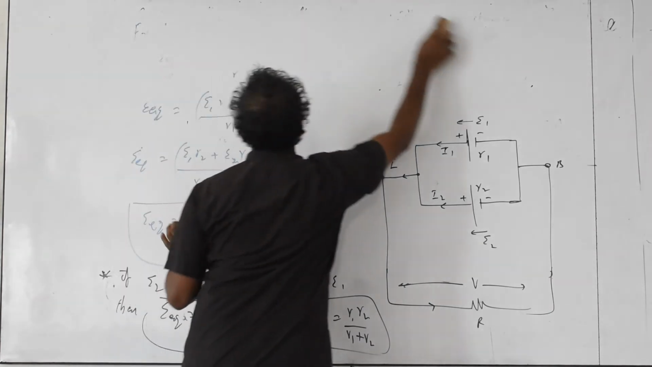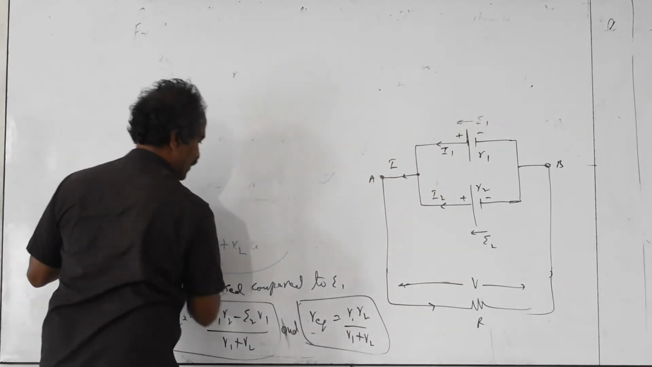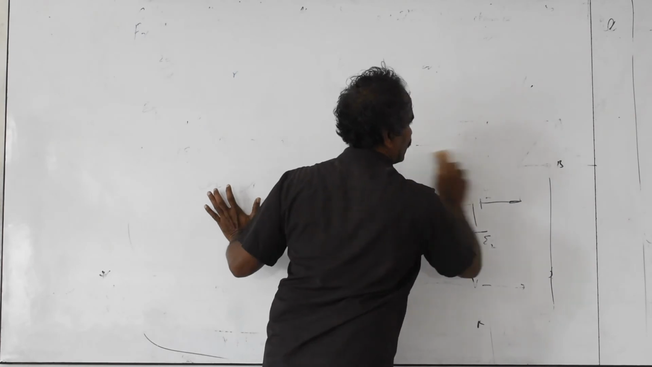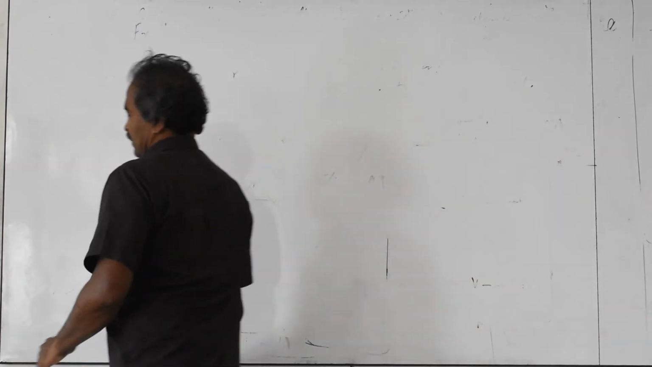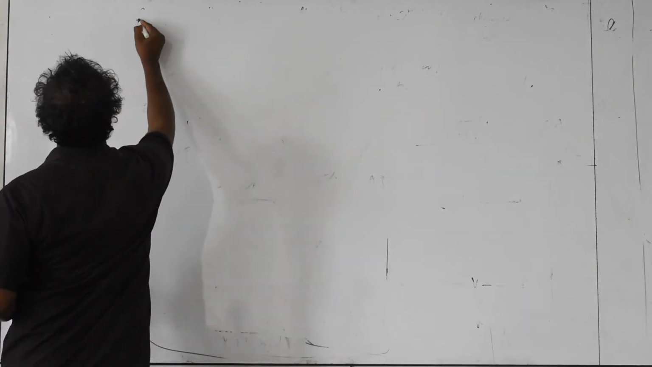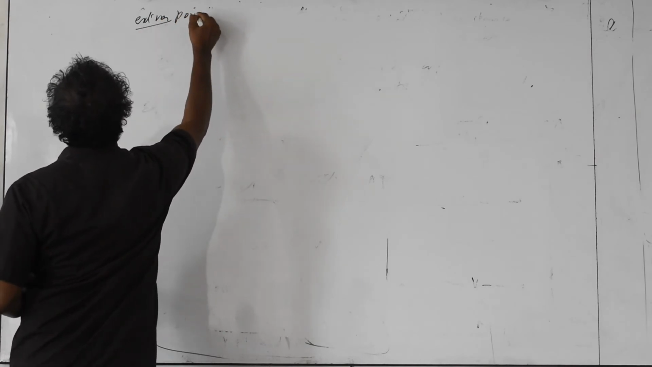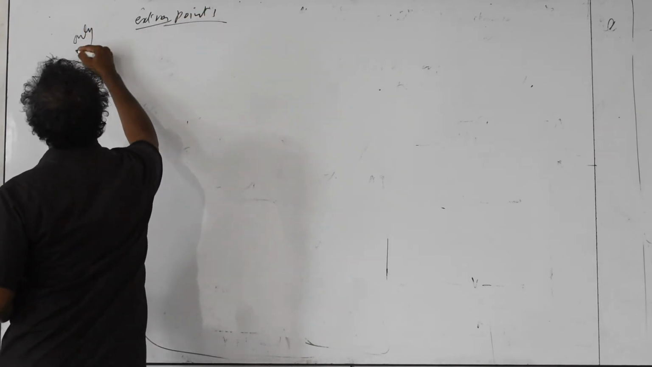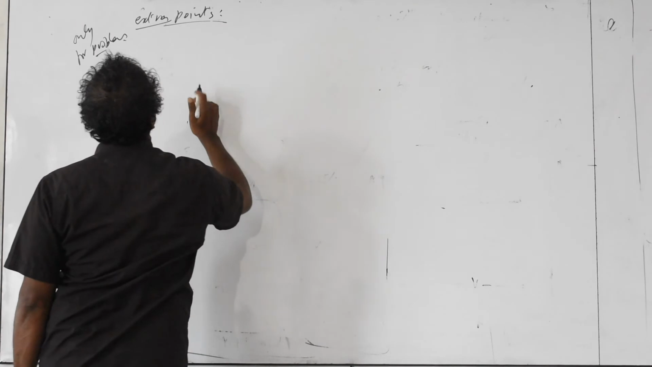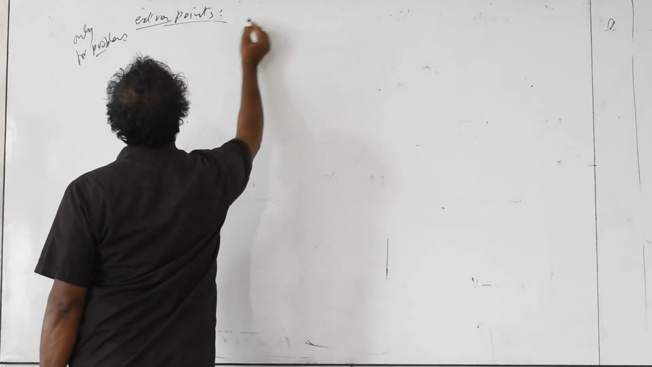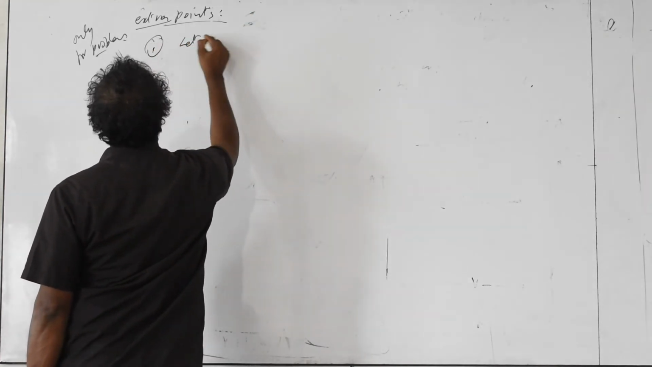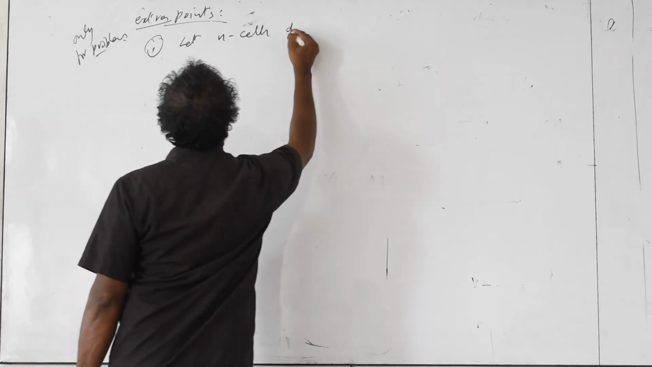All internal resistances are coming in parallel. These are extra points only for the problems' purpose, only for problems. Let n cells of different EMF.